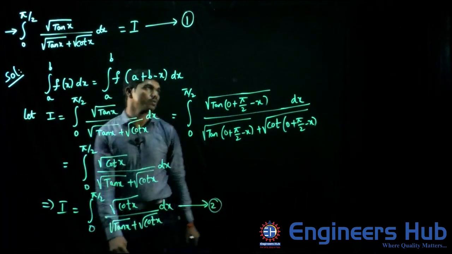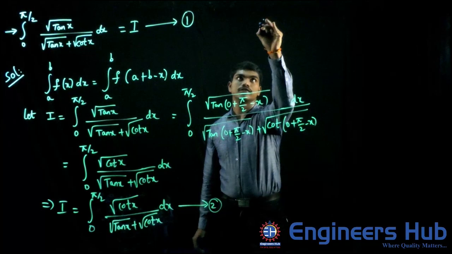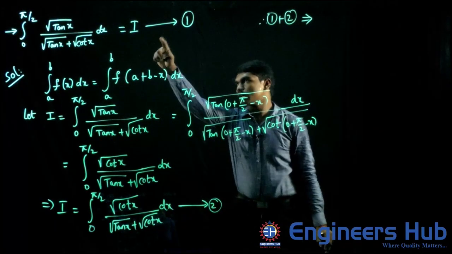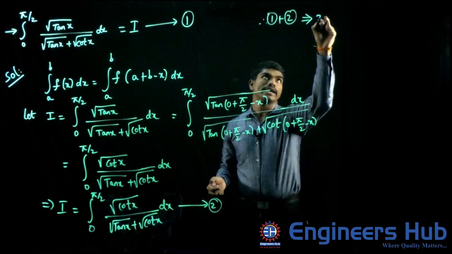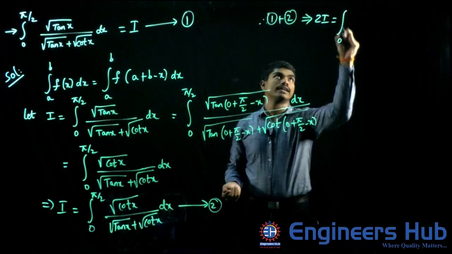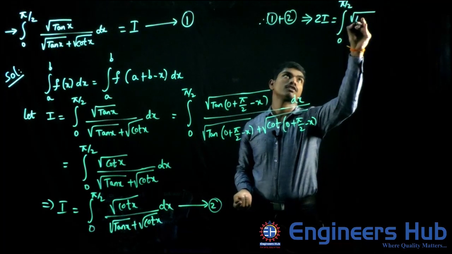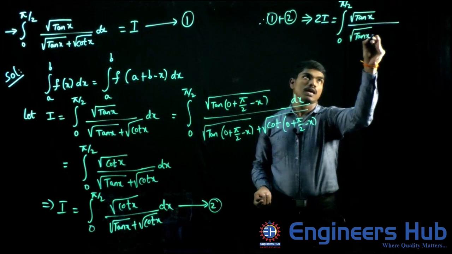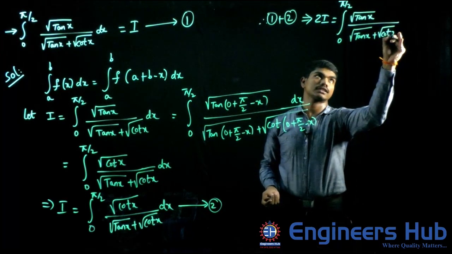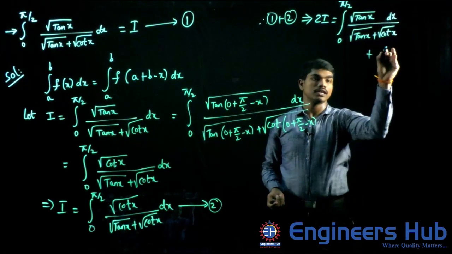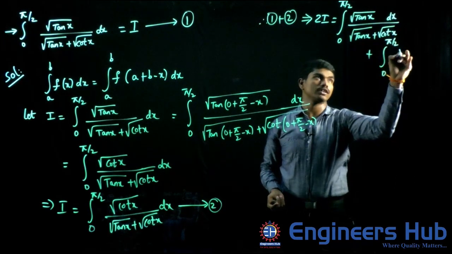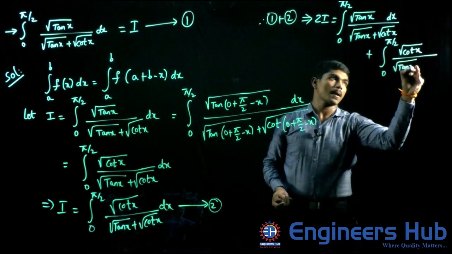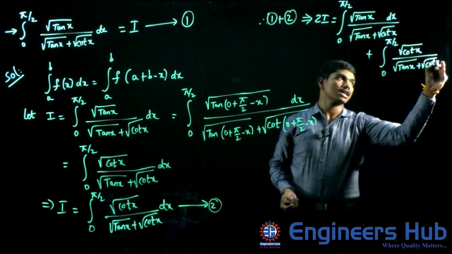Now if you add both these equations, 1 plus 2 gives you, both are equal to I, so I plus I is 2I, and this 2I is equal to integral 0 to pi by 2 square root of tan x divided by square root of tan x plus square root of cot x dx plus integral 0 to pi by 2 square root of cot x divided by square root of tan x plus square root of cot x dx.